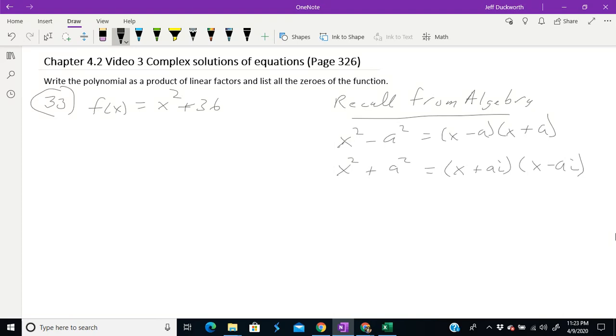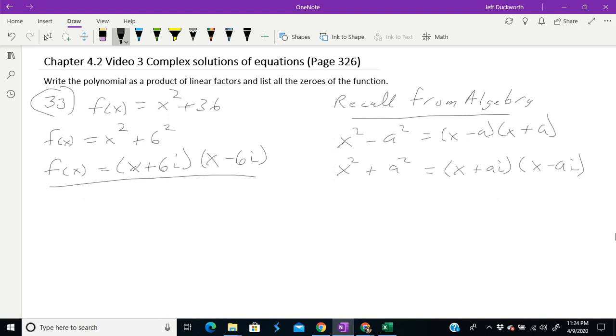We could certainly use the quadratic formula as well, but we've got this little trick here, so this should be a little easier to do. So our function, here we have 6 squared, so let me rewrite that as x squared plus 6 squared. Now 6 is our a. Our function equals x plus 6i times x minus 6i. So this is writing it as a product of linear factors. This is the first part of what you want.